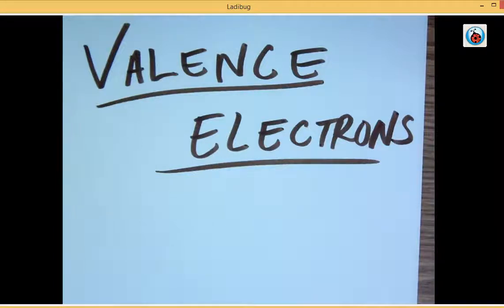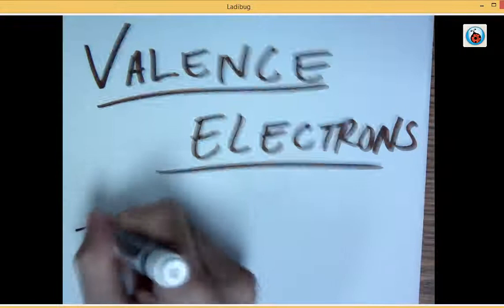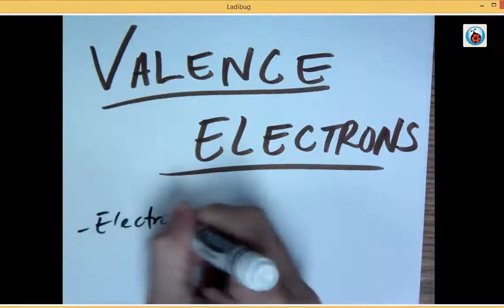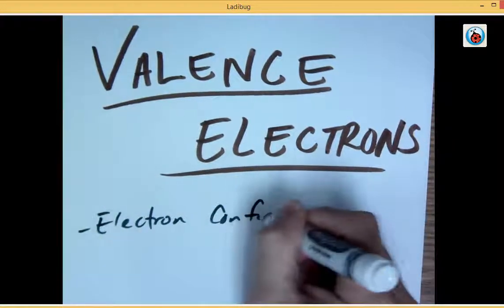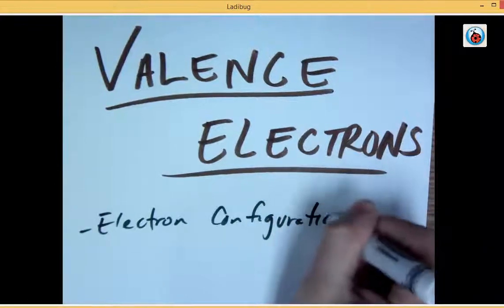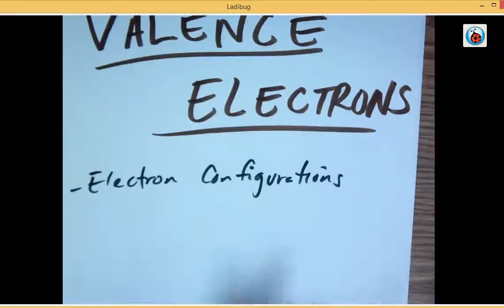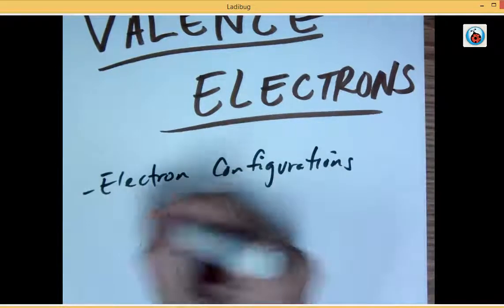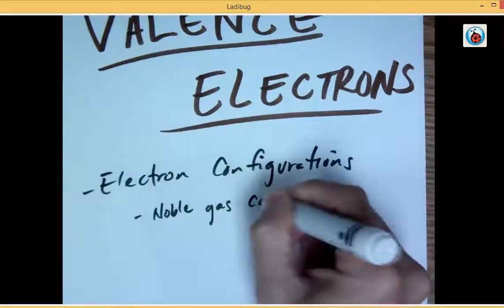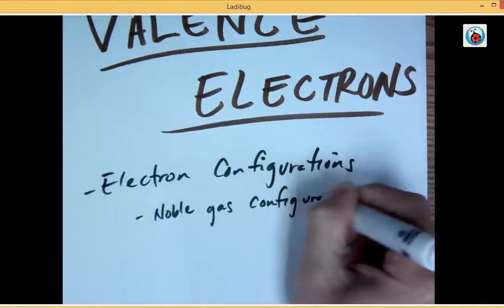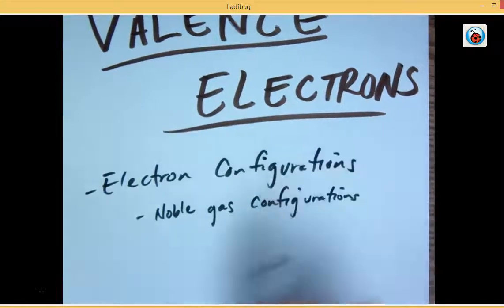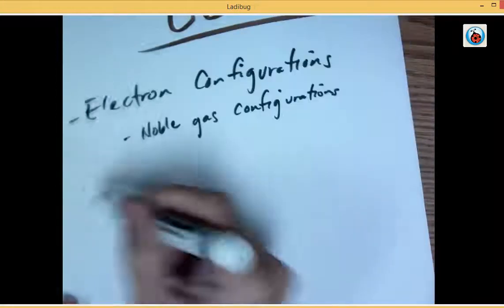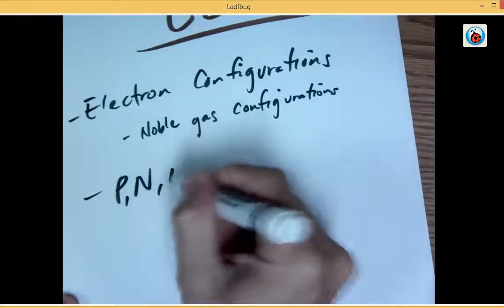Today's lesson, we will talk about valence electrons. By now, you should have a couple of things down. The first thing you should have is electron configurations. And in electron configurations, you should know about the noble gas configuration as well. And you should know about protons, neutrons, electrons from the past, okay?